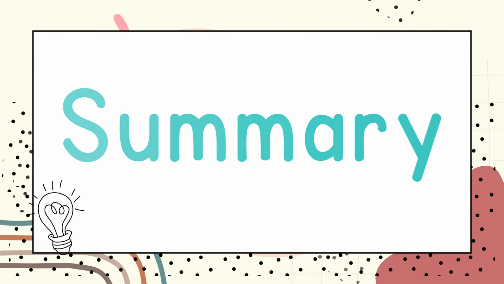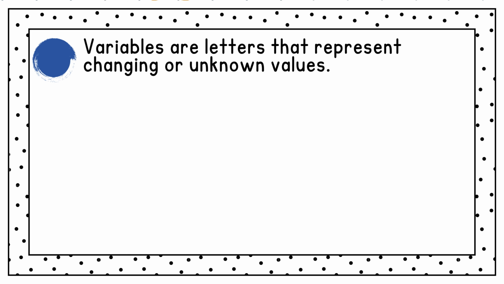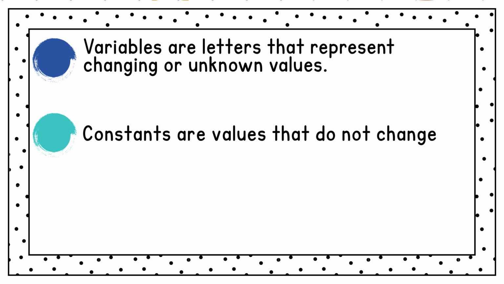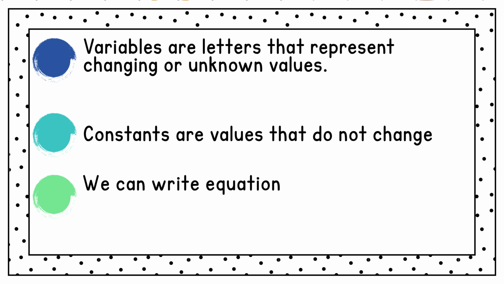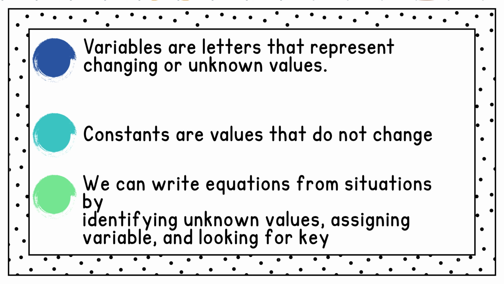Let's summarize what we've learned. Variables are letters that represent changing or unknown values. Constants are values that do not change. We can write equations from situations by identifying unknown values, assigning variables, and looking for keywords and relationships.